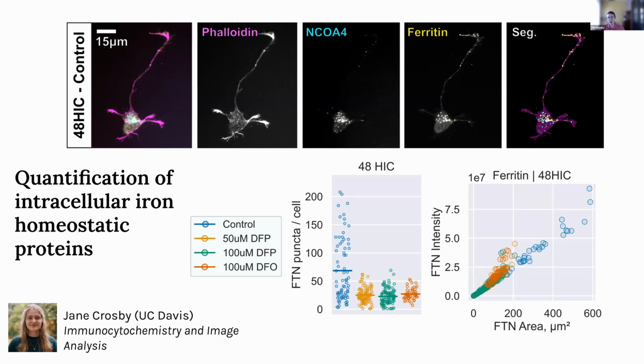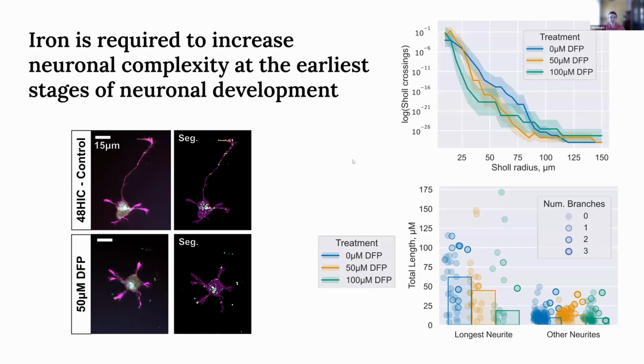But it does mean that we don't have to manually or semi-automatically label complex cell morphologies. And then the data output from this, right, we can make inferences about treatment groups, like the cells treated with a chelator have less ferritin at 48 hours in culture, for example, right? So this is really attempting to power data analysis in the end.